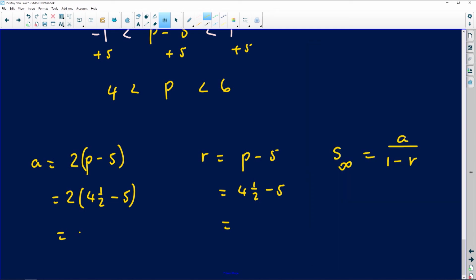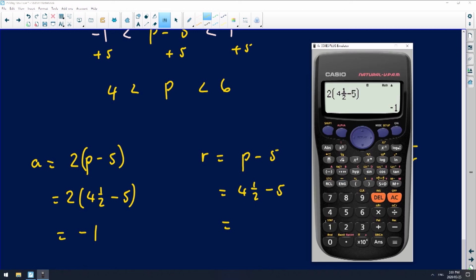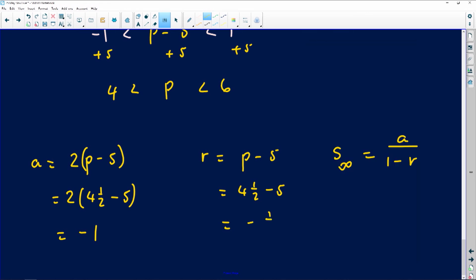So my a value apparently is -1. So let's go back to p. p has to be negative. Let's see, shift fraction. I've got 4, and I have 1/2, and I need to subtract 5. What do you end up with? We end up with -0.5. Okay, minus 1/2. So I'm good to go. I've got a, I've got r. I can find my sum.